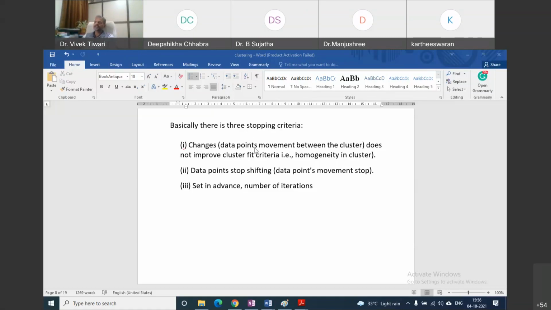But the data point movement between the clusters does not improve the cluster fit criteria. Meaning data points are changing their membership, but the impact is not positive on the homogeneity and heterogeneity properties. These are the two objective functions. So changing position from one cluster to another is not improving the cluster fit criteria. So we should stop, because ultimately my objective is to improve the homogeneity or heterogeneity. I think everybody agrees.